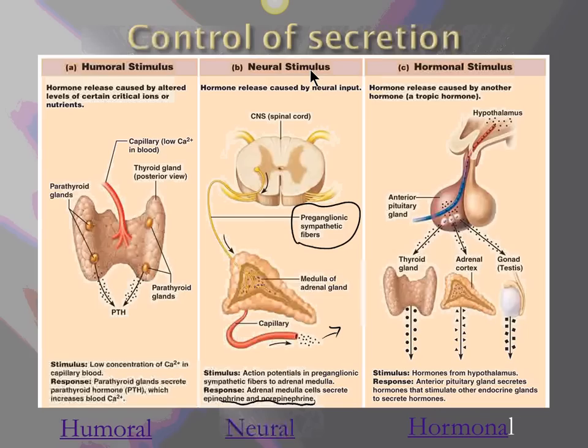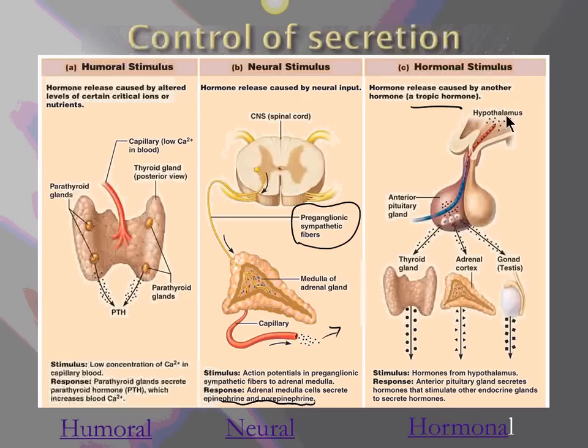The third type is a hormonal stimulus. So let's look where one hormone causes release of another hormone, and it may just stop there, or one hormone causes release of another, which causes release of another. Such situations where one hormone causes release of another hormone, these hormones are known as tropic hormones. So this is an important thing to remember. A tropic hormone is one which causes release of another hormone. So let's look at an example.